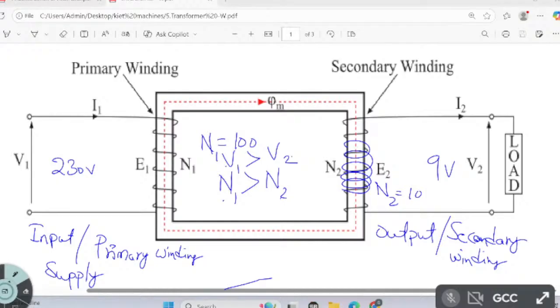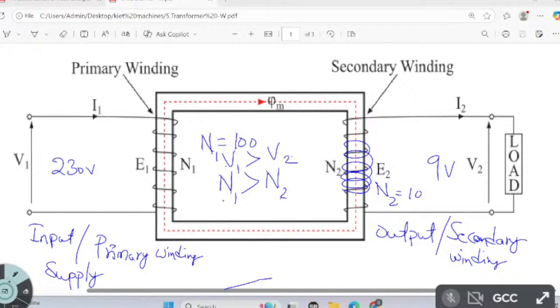The voltage level changes. In order to get more voltage than the 230, what do I have to do? Here there are 100 turns, so if you wind more than 100 turns, you will get more voltage than the 230. So voltage less means turns are less. Voltage more means turns are more. So it is a direct relation: more voltage, more turns; less voltage, less turns. With respect to turns only.